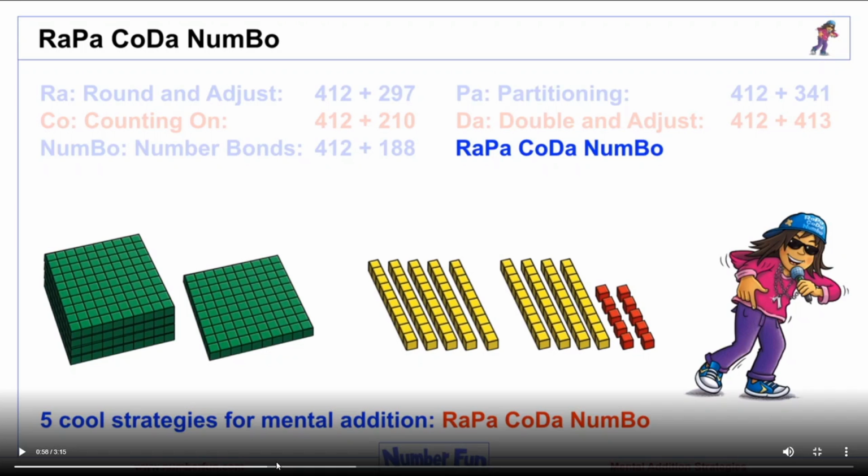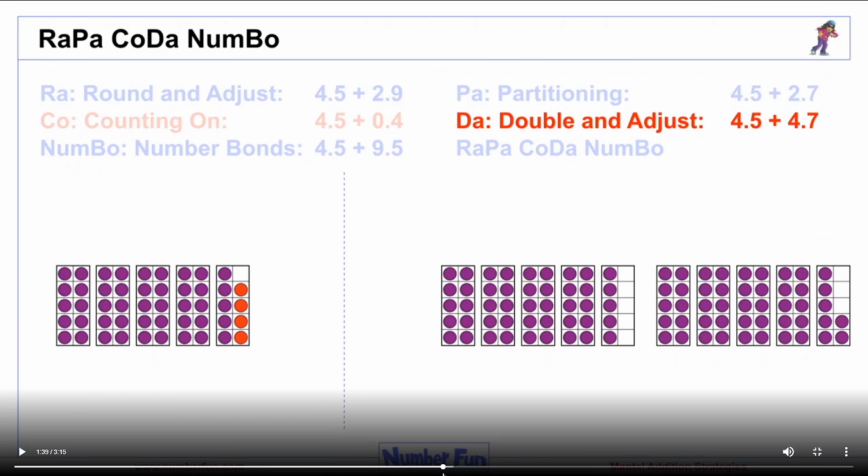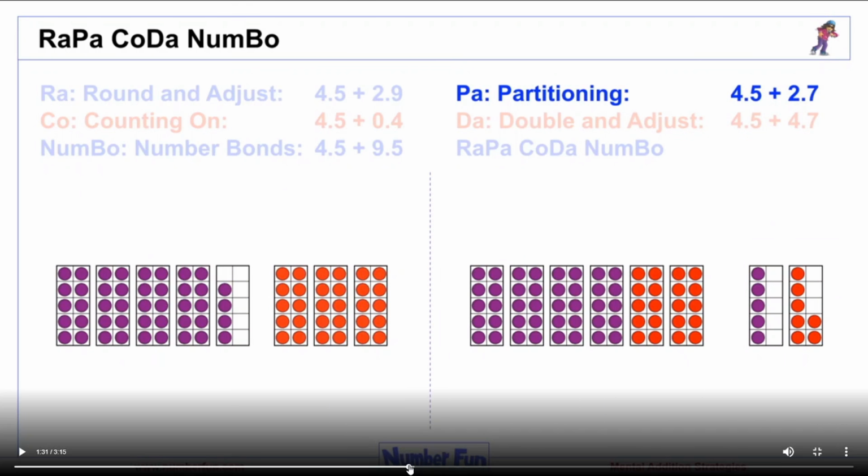I would also then do this activity just as a kind of Rapa Coda Numbo activity mentally with jottings, and again then put the song on once the children have had the opportunity to work the answers out. As this one progresses again, we even go into a lovely little version with decimals. That one, just take it back a little bit.